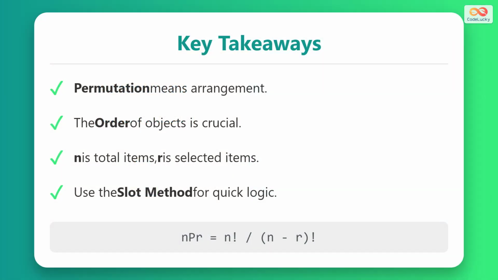To wrap up, permutations are all about arrangement where order is king. Remember that n is your total and r is your selection. You can use the formal factorial formula or simply draw slots and multiply your diminishing options.